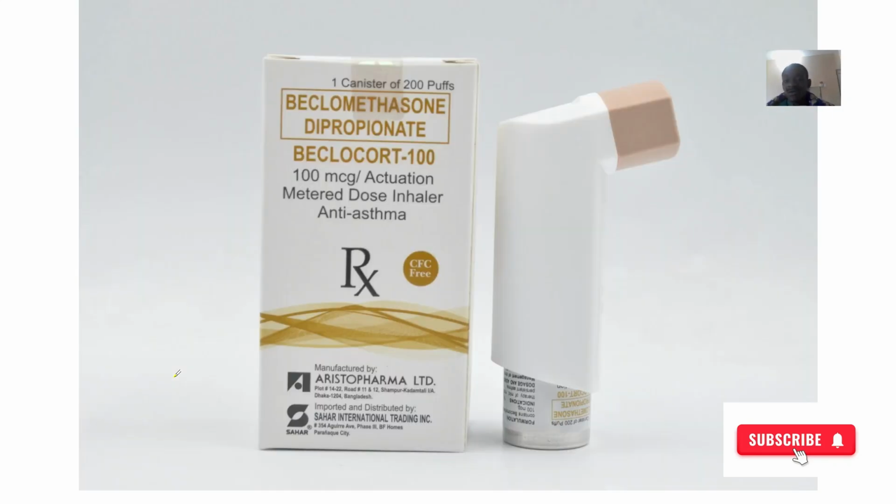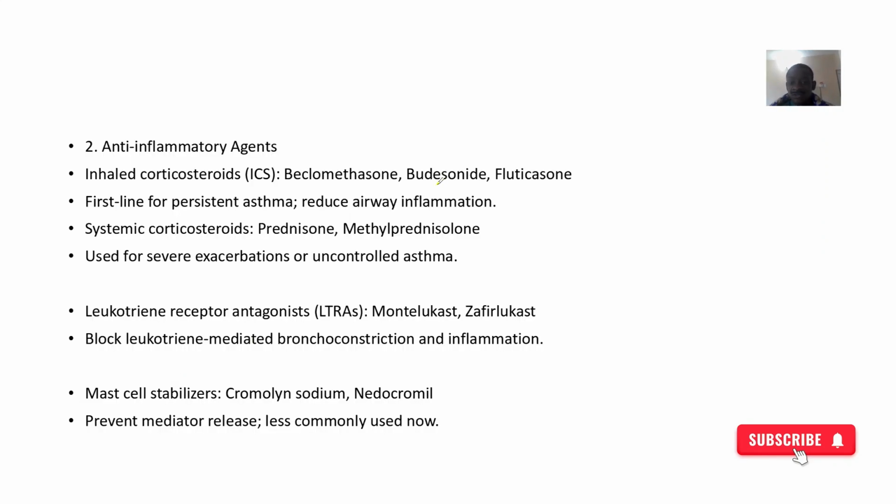The next examples are the drugs that work against inflammation. Drugs like beclomethasone, budesonide, and fluticasone. They are first line for persistent asthma. They reduce inflammation. Systemic corticosteroids too, like prednisone and methylprednisolone. We have the leukotriene receptor antagonists, like montelukast and zafirlukast. They block leukotriene action that would have led to inflammation and bronchoconstriction.